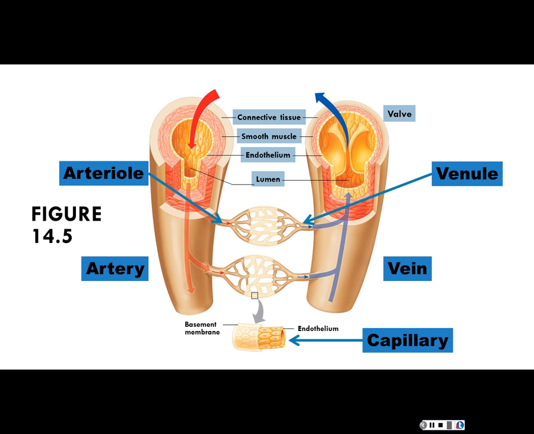Look at the density of the connective tissue between the veins and the arteries. Is there any difference? It's a little bit thinner in the veins and a little bit thicker in the arteries. You notice the thickness of the connective tissue here versus here. Can you see the difference? It's a little bit thicker in the arteries.